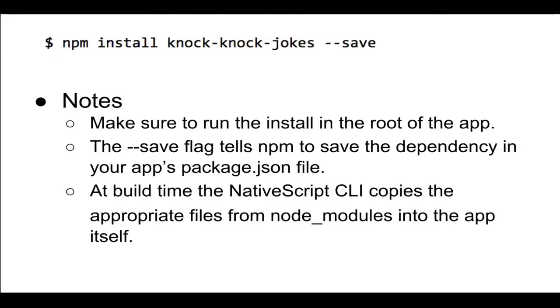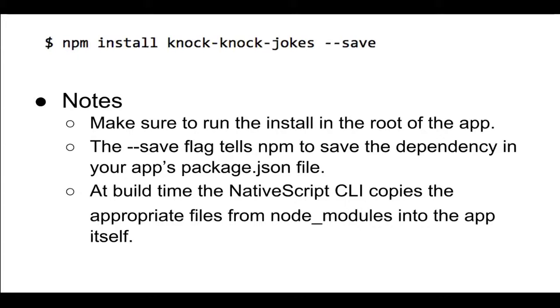Now, in terms of NativeScript apps, you'll want to run that install in the root of your app. So the same folder that's going to have your app folder and your platforms folder and your package.json file within it. The save flag will tell npm to save that dependency in the package.json file, and it's the same file that npm and Node modules use to save dependencies for Node apps. NativeScript uses it as well.